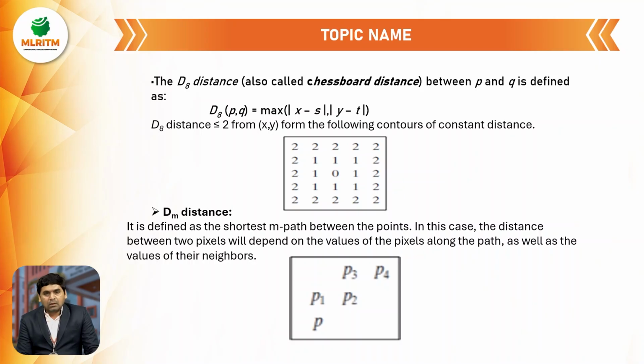Another type of distance is the Dm distance. The Dm distance is defined as the shortest m-path between these pixels. In this case, the distance between two pixels depends on the values of the pixels along the path as well as the values of their neighbors. Here is one example, and I will explain it.